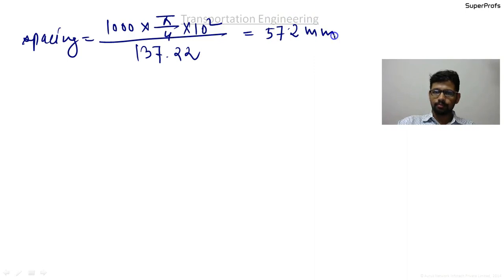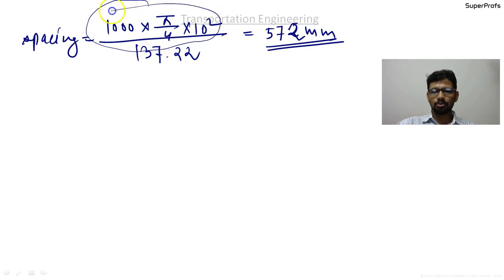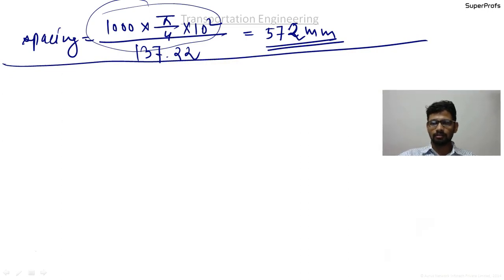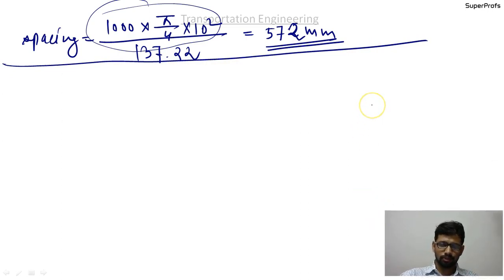572 mm should be the spacing of each of the tie bars. So it is very simple. After RCC, you will come to know how this formula comes, the 1000 small a_s by s. That is the general formula for spacing of steel in slabs. It is a very straightforward question.